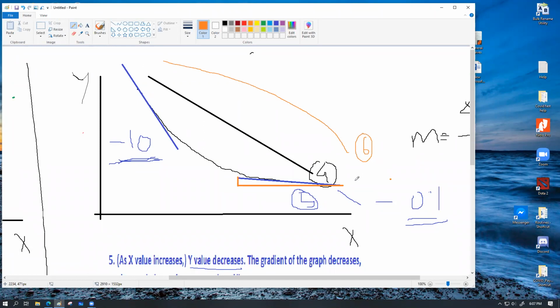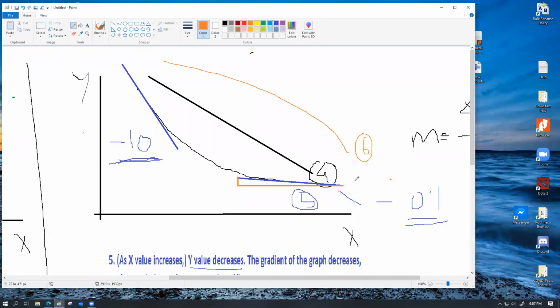So I'll say the whole description for number 6 once again: as X value increases, Y value decreases. The gradient of the graph is increasing. So these are the 5 different shapes that we have.